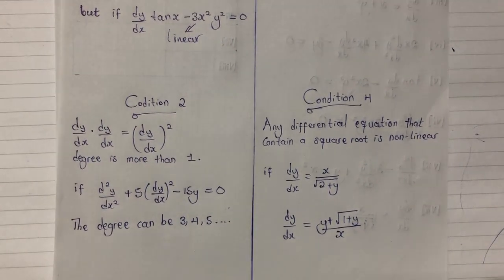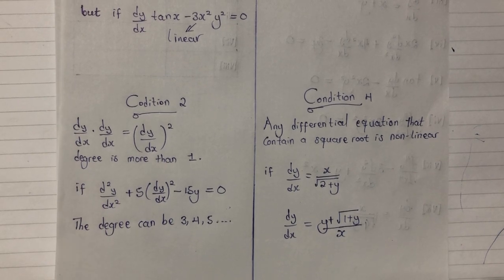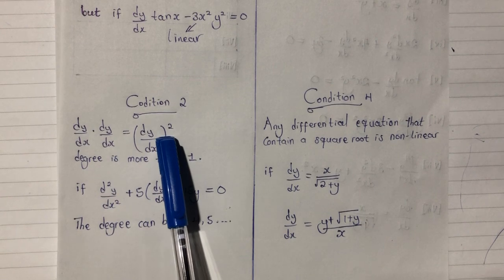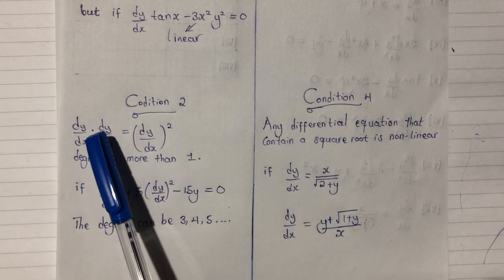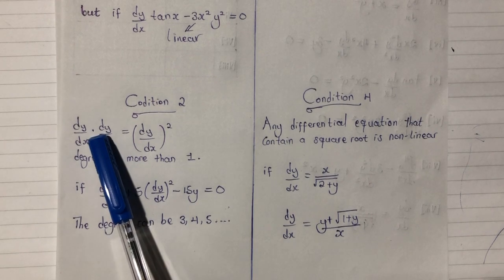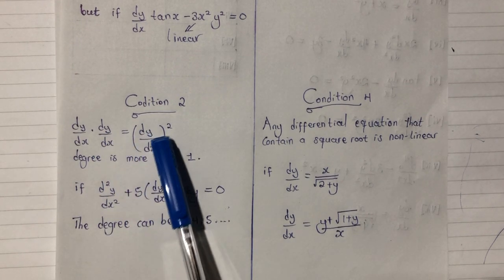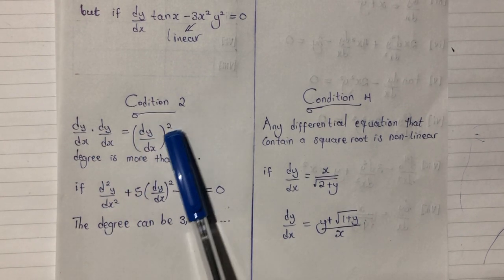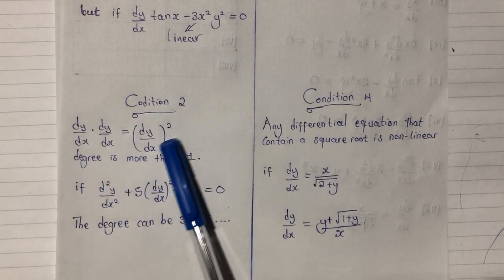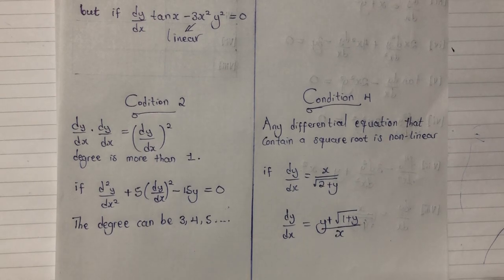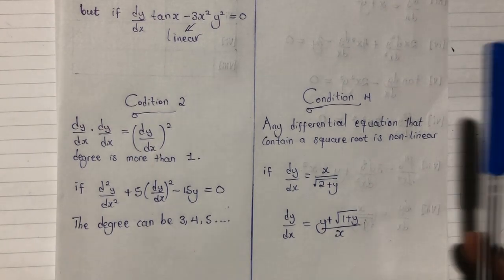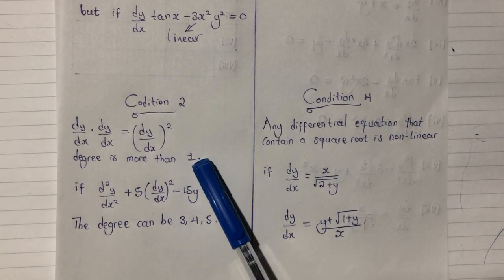For condition number 2, we will come across a differential equation of this form, where a first derivative is multiplying another derivative. This is the same as me having dy/dx all raised to the power squared. So when we come across something like this inside the differential equation, that equation is nonlinear. We must know that the degree must be more than 1.